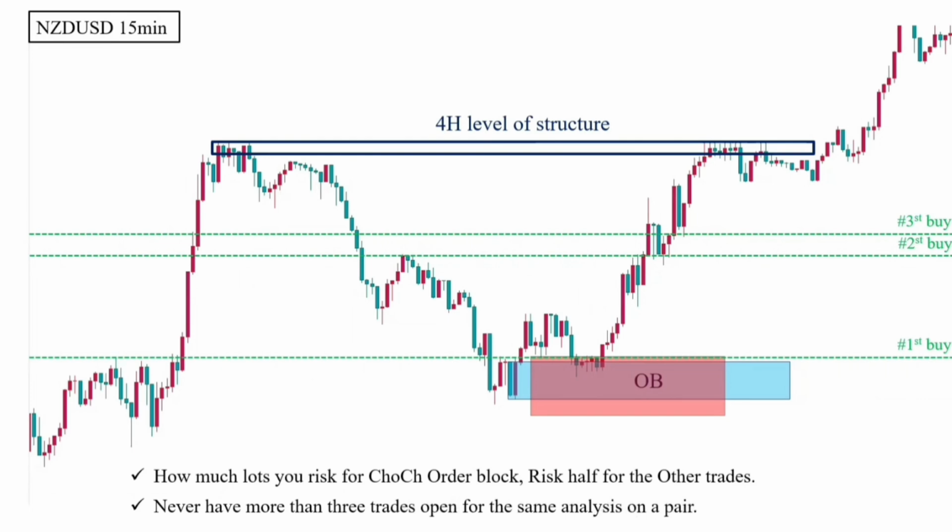For example, if you have a small account and are willing to risk 2% for the first trade, risk 1% for the second and third. This way, in the worst-case scenario, you will only lose 4% of your capital. But in the best cases, you will earn far more profits, which is how you take a smart risk.